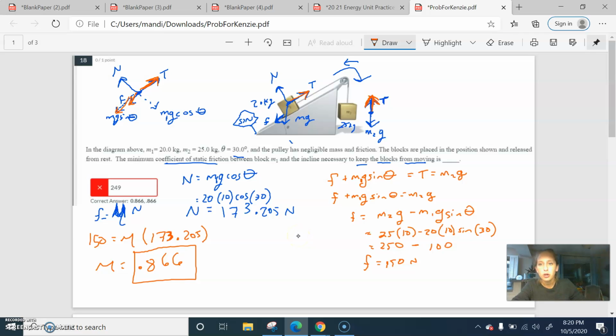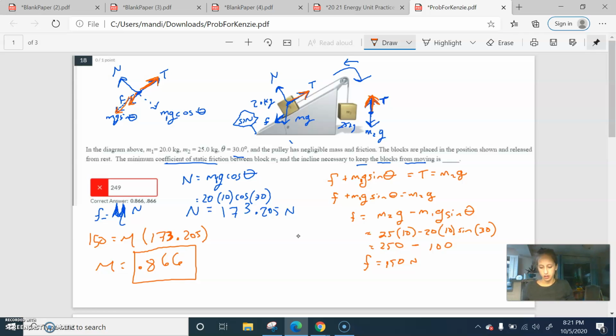So we've got our normal equals m1 g cosine theta. M1 is 20, g is 10. That's 173.2. Okay, I'm going to store that as x just so we don't lose any decimals. Friction and m1g sine theta are going the same way. M2g is going the other way. M2g minus m1g. M2 is 25, g is 10. M1's 20, g is 10. Sine 30. I know I did that math real careful.